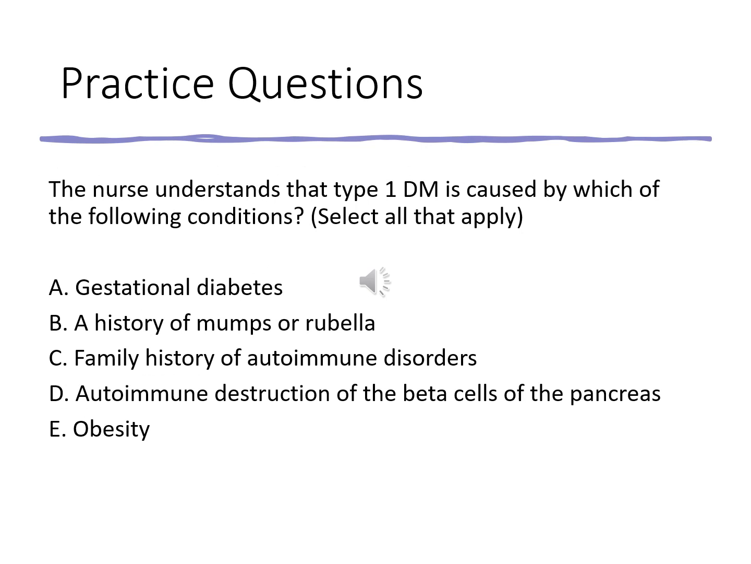Everyone's favorites, more select all that apply. Look at this. The nurse understands that type 1 diabetes is caused by which of the following conditions? So take a look at these 5 choices. Remember to treat it as a true or false. And then pause this so we can find the answers and then come back.